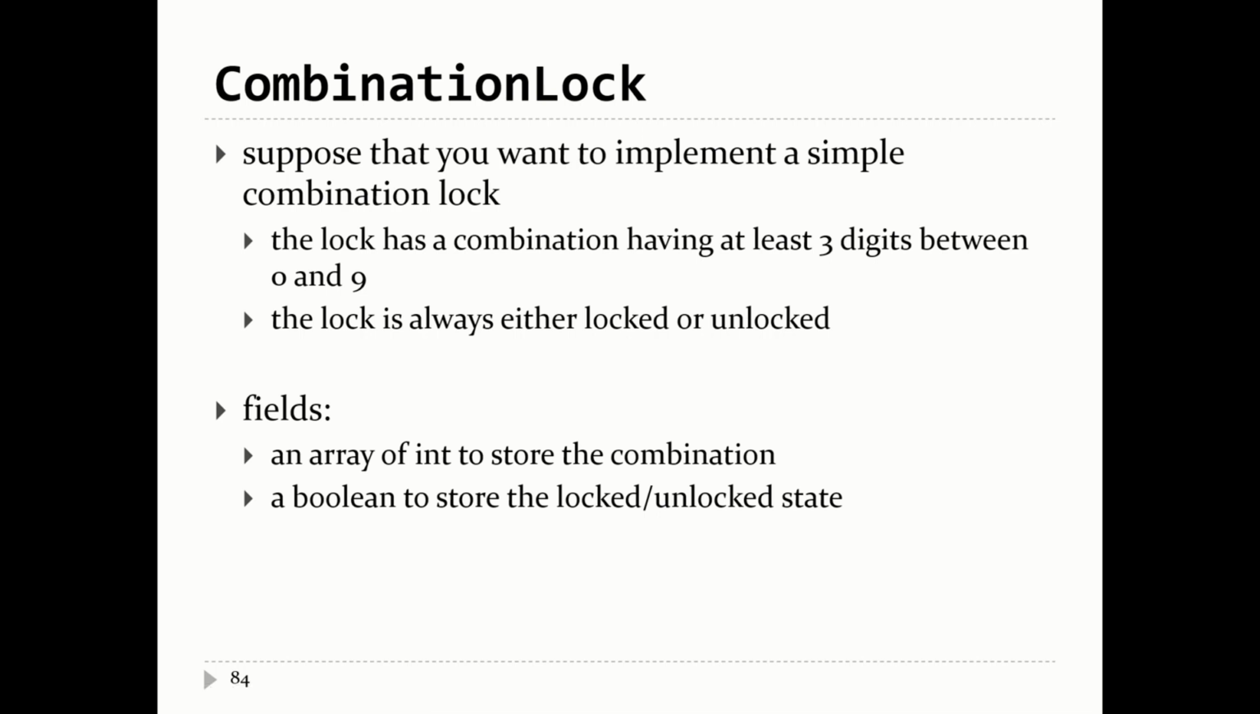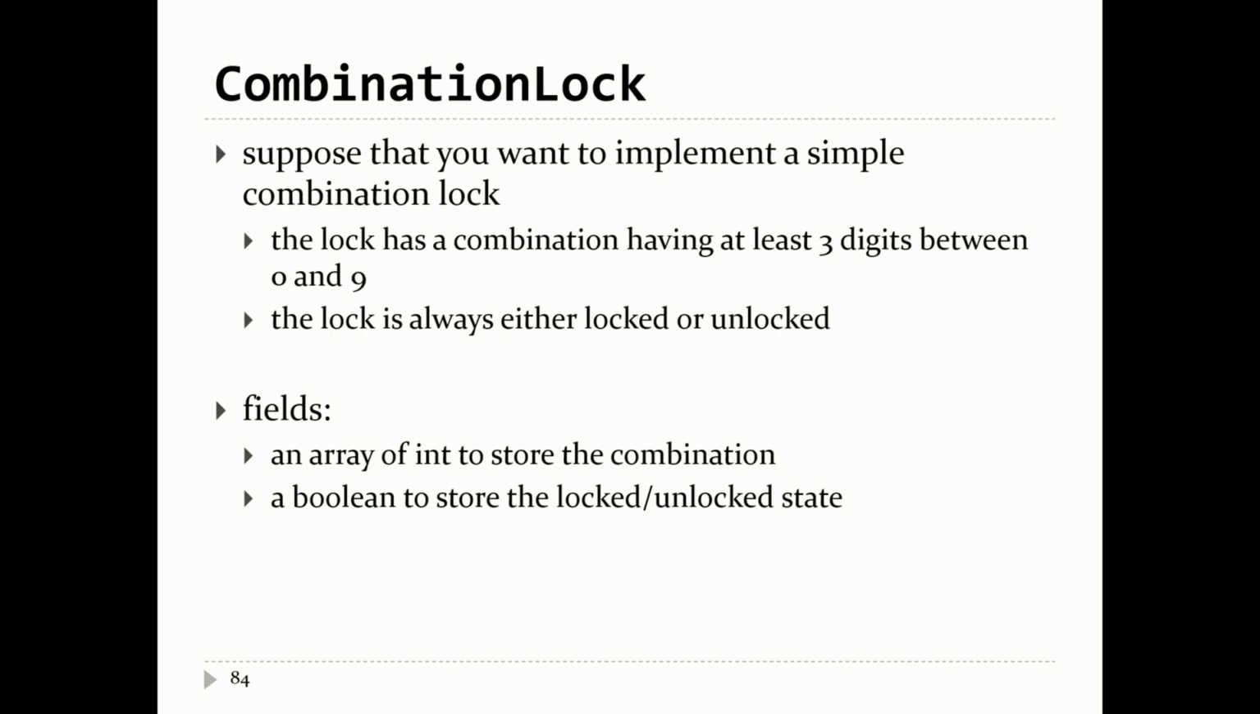All right, so I'm going to implement a very simple combination lock class. This is just a cheap combination lock that you'd have on your bike, well, on a kid's bike anyway, where you have some dials, and each dial is a number between 0 and 9. So I'm going to say that our combination lock has at least 3 digits. It could have more, but it has to have at least 3 digits between 0 and 9. And your lock is either locked or unlocked.